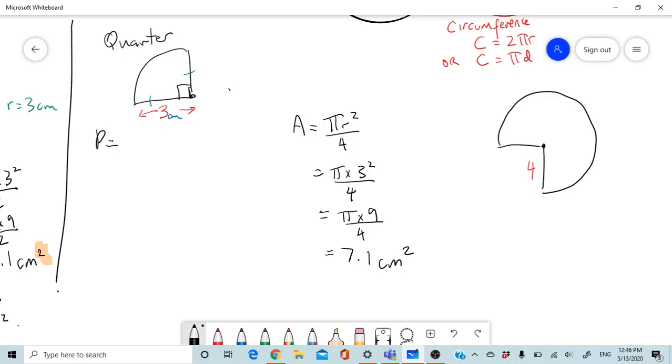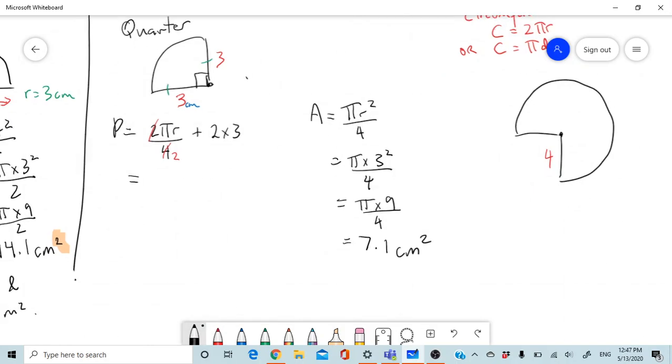So let's go 2 pi r divided by 4 plus 2 times 3, because this side is 3 and that side is 3. Both sides are 3. That's what the green dashes mean. There's only one green dash on each side, so that says that they're equal. Okay, so let's cancel out the 2 and the 4 to make it a bit simpler. So that would be 2 there.